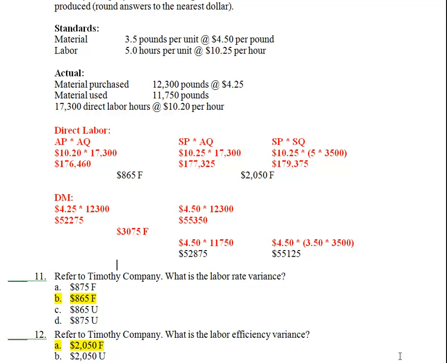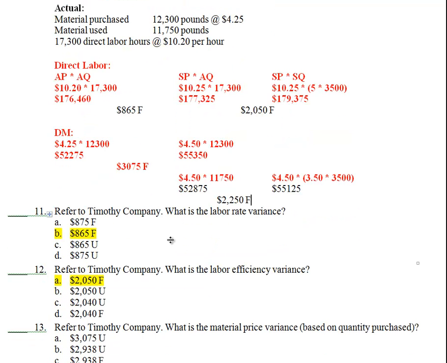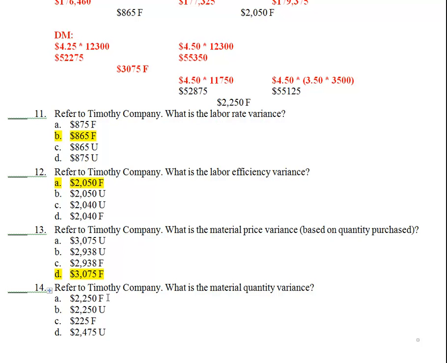So your variance is 2,250. And again, favorable or unfavorable, you really just go back up and look at the quantities. So if you take 3.5 times 3,500, so if you go inside these parentheses, that's how much material you should have used. So you should have used 12,250, or that's how much we thought we would have used. We actually only used 11,750, so we were very efficient. So we have a $2,250 direct material efficiency variance. So your answer on 14 is A.